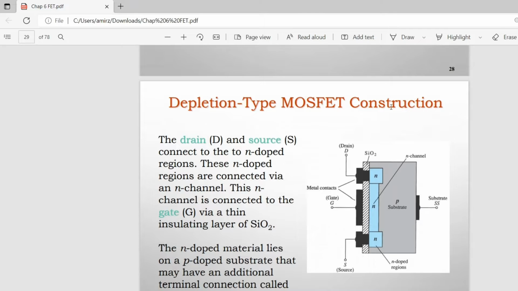Depletion type MOSFET construction. The drain D and source S connect to the N-doped region. These N-doped regions are connected via the N channel, and the N channel is connected to the gate via a thin insulating layer of SiO2. The N-doped material lies on a P-doped substrate that may have an additional terminal connection called substrate SS. You can see from the picture, this is the drain, N channel, P substrate, N-doped, source, drain, and substrate.